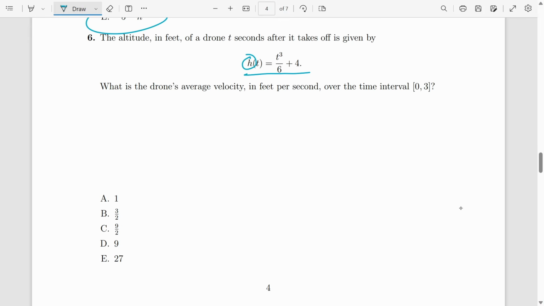What is the drone's average velocity over the time interval from, I guess, launch, 0 seconds after takeoff, to 3 seconds after takeoff? So in those first 3 seconds, what's the drone's average speed? Okay, well, first thing I think we should do, since we're asked to find the average velocity, is find the velocity function.